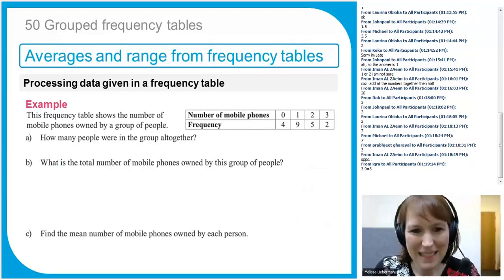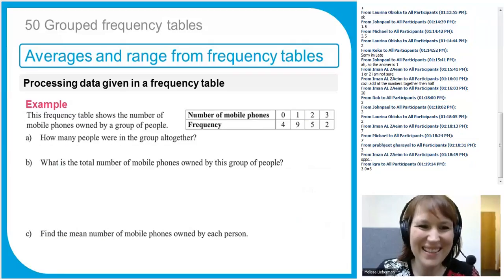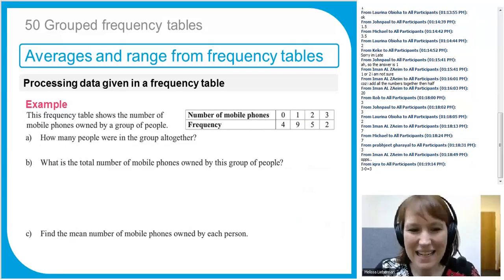Here's the same table again. I've kind of answered part A in the last question, so if you want to type it in the screen there, you can. So this frequency table, again, shows the number of mobile phones owned by a group of people. We're just going to use the same table again. How many people were there in the group altogether?